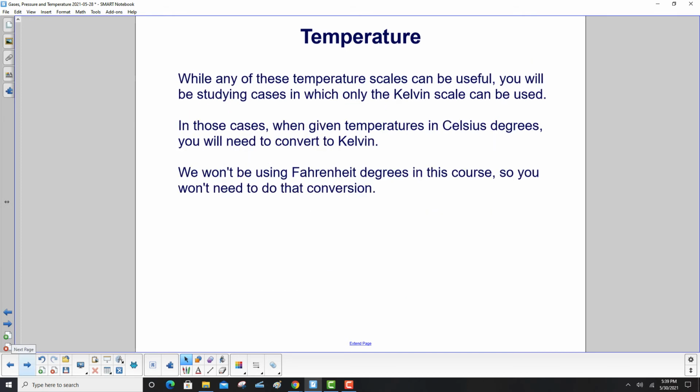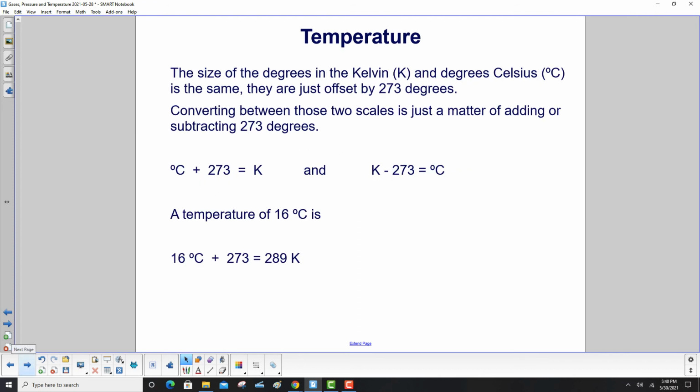While any of these scales can be useful, you'll be studying cases in which only the Kelvin scale can be used. We said that's what all formulas are tailored for. In those cases, when given temperatures in Celsius degrees, you'll need to convert to Kelvin. We won't be using Fahrenheit degrees at all in this course, so you won't have to do that conversion. The size of the degrees in Kelvin and degrees Celsius is the same. They are just offset by 273 degrees. Converting between these two scales is just a matter of adding or subtracting 273 degrees.